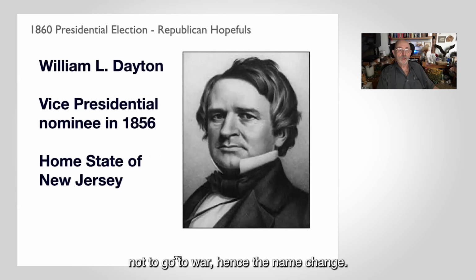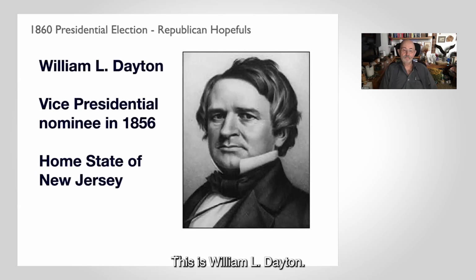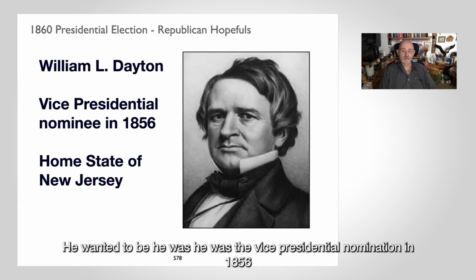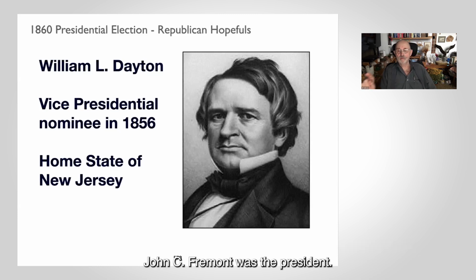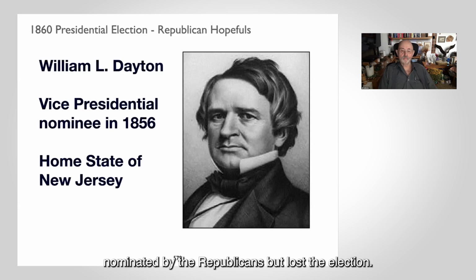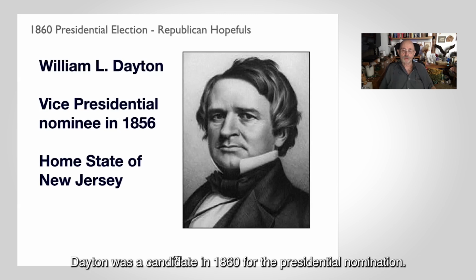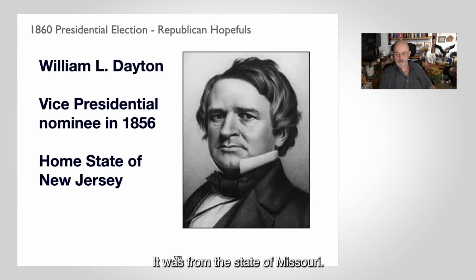Makes it sound like we have a military just to defend ourselves, not to go to war, hence the name change. This is William L. Dayton. He was the vice presidential nominee in 1856. John C. Fremont was the presidential nominee of the Republicans, but lost the election. Dayton was a candidate in 1860 for the presidential nomination. He was from the state of New Jersey.